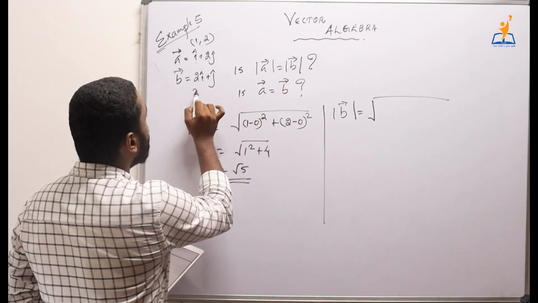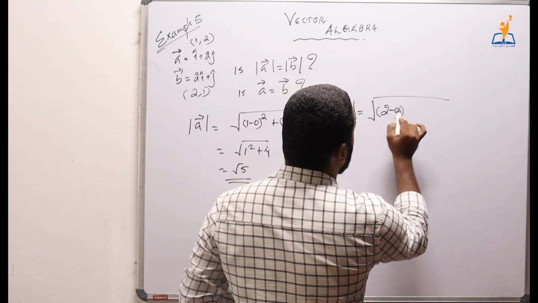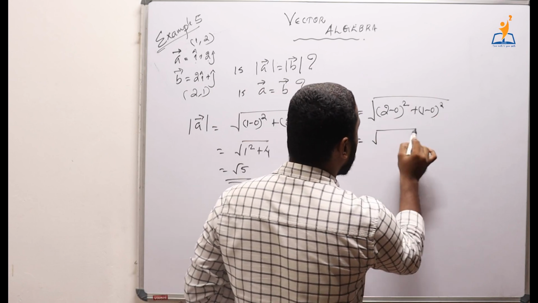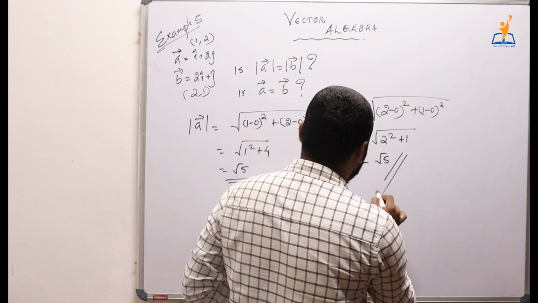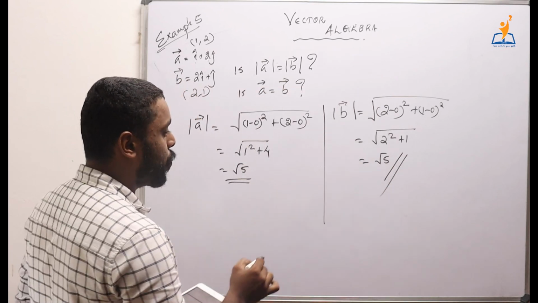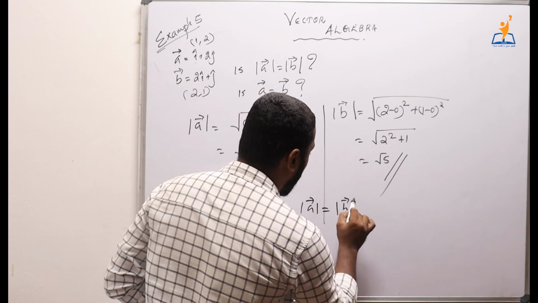Similarly, modulus of the vector b is equal to root of, here the point is nothing but 2, 1, right? It is equal to 2 minus 0 the whole square plus 1 minus 0 the whole square. It is nothing but 2 square plus 1. It is equal to again root 5. So we get mod a is equal to root 5, mod b is equal to root 5. So simply we have mod a is equal to mod b.